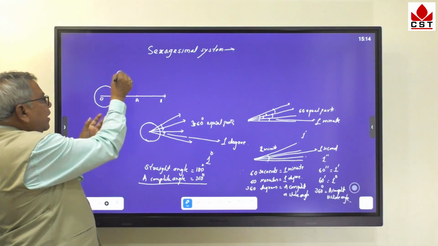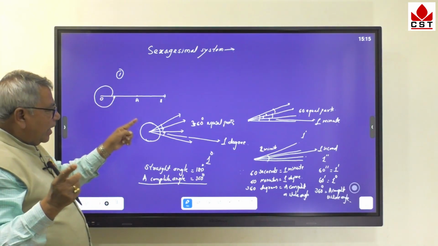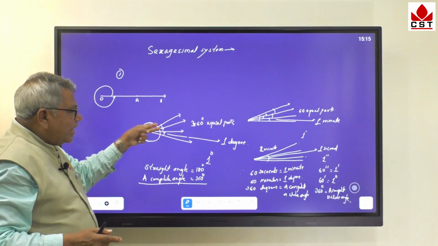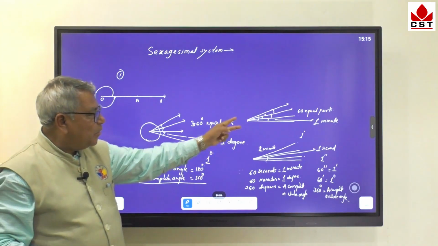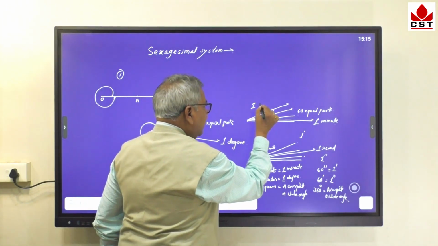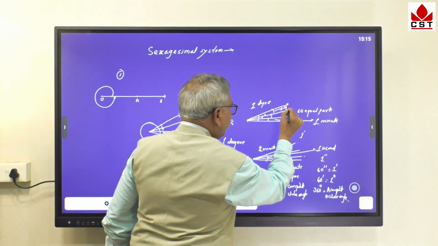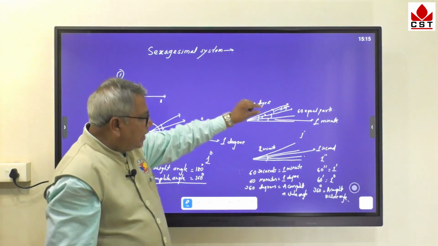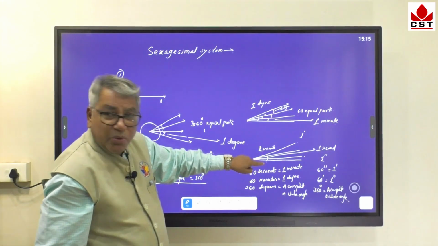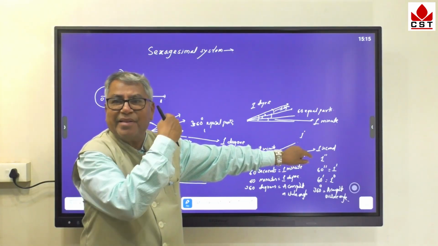See, the first figure here will give you that 1 complete rotation is a whole angle. Then a whole angle is divided into 360 equal parts. Each part is called 1 degree. Further, 1 degree is divided into 60 equal parts. Each part is called 1 minute. Further, 1 minute is divided into 60 equal parts. Each part is called a second. We now have the complete system. That is a sexagesimal system.